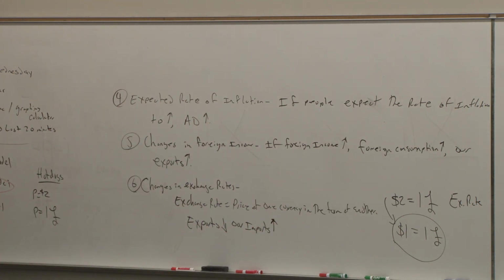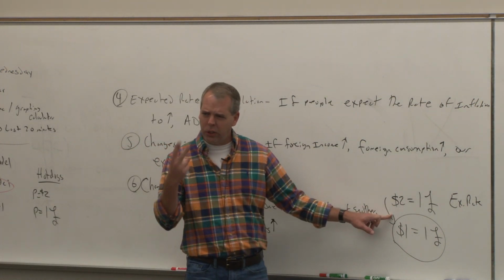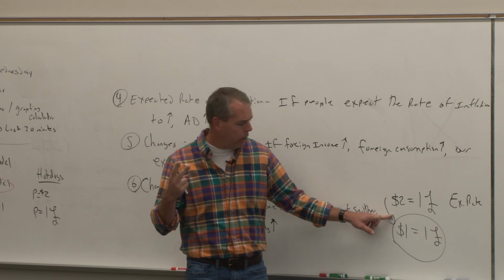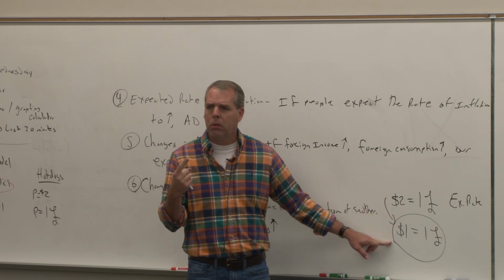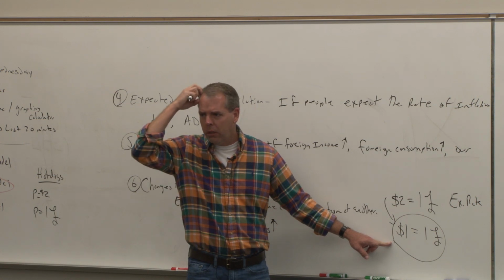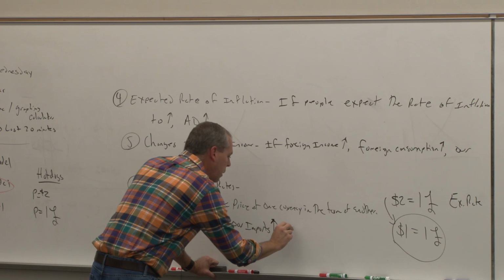What has the dollar done here? It used to take $2 to buy 1 pound. Now it only takes $1 to buy a pound. What did the dollar do? It got stronger. It appreciated.